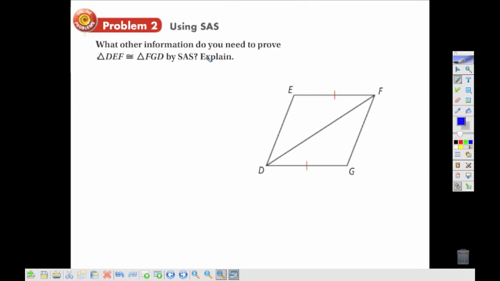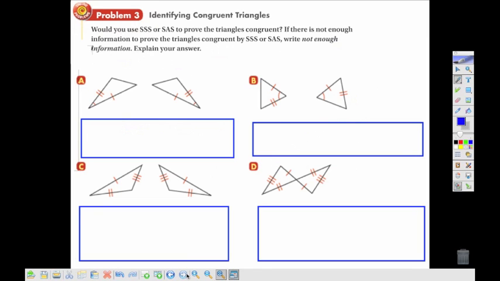In this example here, they ask us what other information do we need. So if we look at what we have, a couple of sides. Notice we also have the reflexive property here. So if we're going to try to use side angle side here, what we need is the included angle. On this triangle over here, the included angle would be this angle, and down on the bottom triangle, the included angle would be over here at D. And so what we need to show is that angle EFD is congruent to angle GDF. If we can show that, then we would know that these triangles are congruent by side angle side.